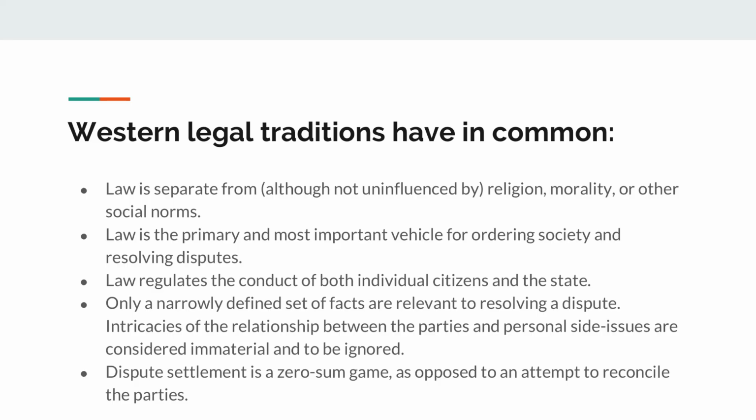And finally, in both systems, dispute settlement is essentially a zero-sum game. One side will win and one side will lose. There is not an attempt to reconcile the parties, to get them to agree, to compromise. Ultimately, dispute settlement is about apportioning the amount of controversy to a winner and to a loser.